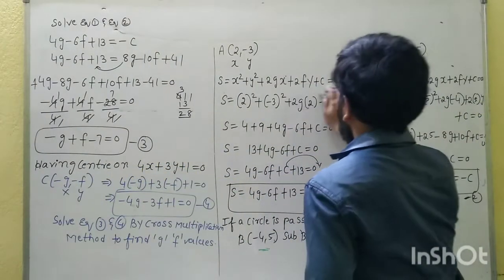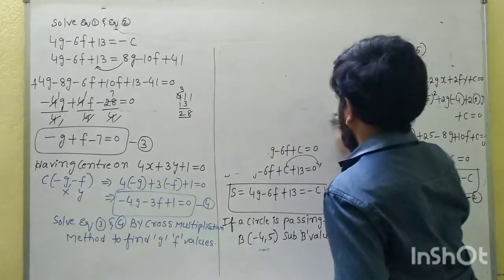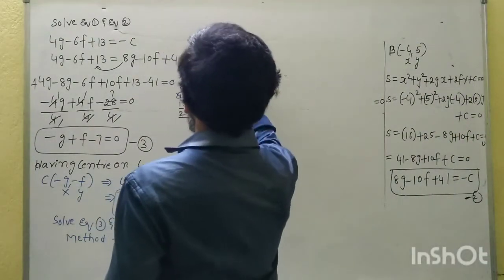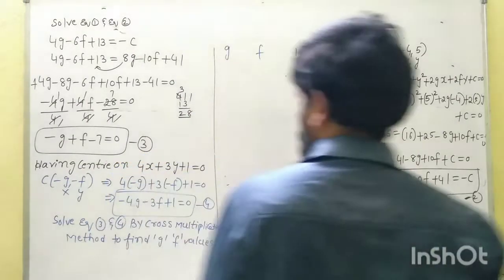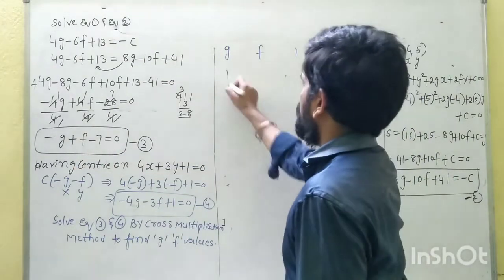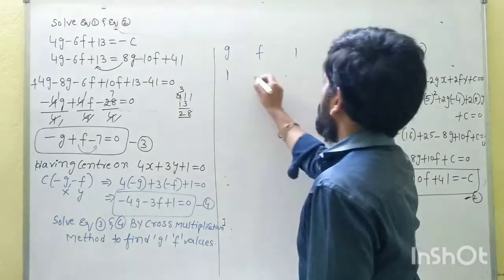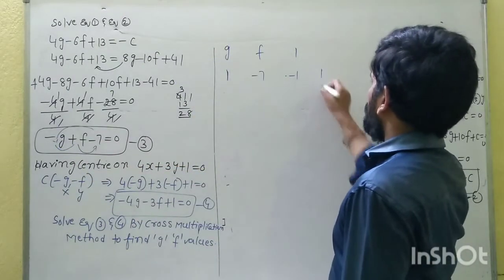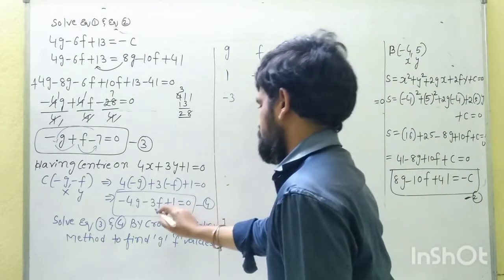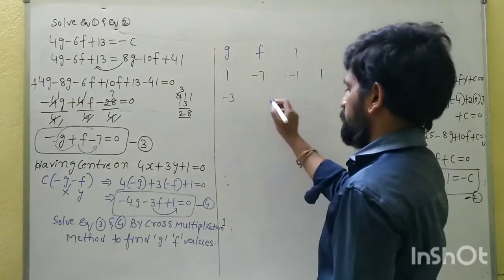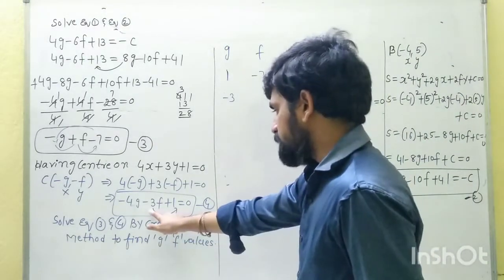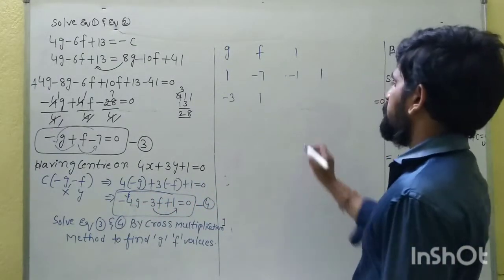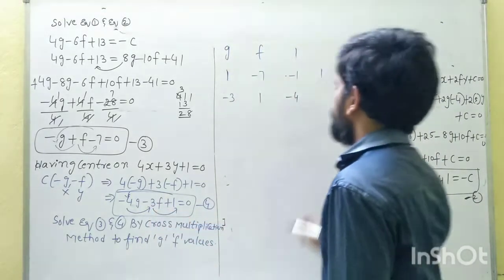So how are you going to solve here? We have g, f and the constant value. First of all, we write the f coefficient, which is 1. Then the constant is minus 7. Then the g coefficient is 1, again the constant. Here also it starts with the f coefficient, which is minus 3, then the constant, which is 1. Then the g coefficient is minus 4, then goes to minus 3.